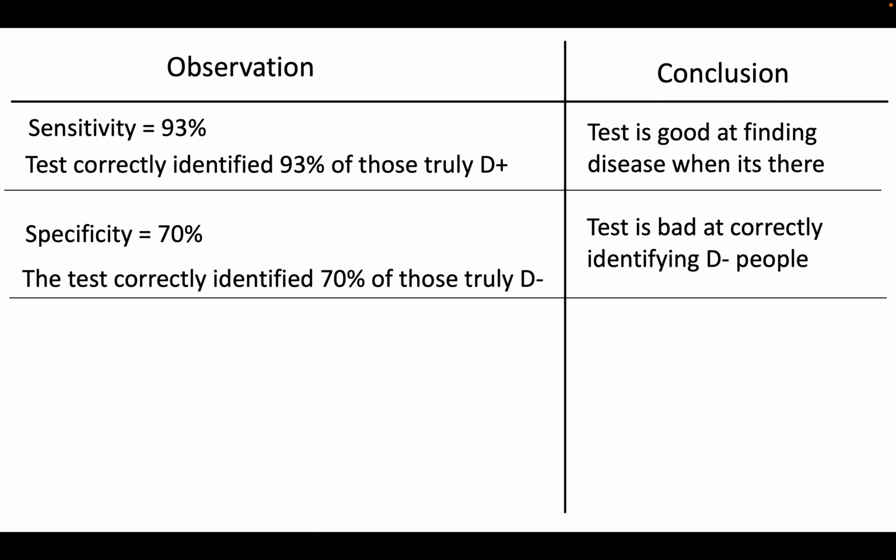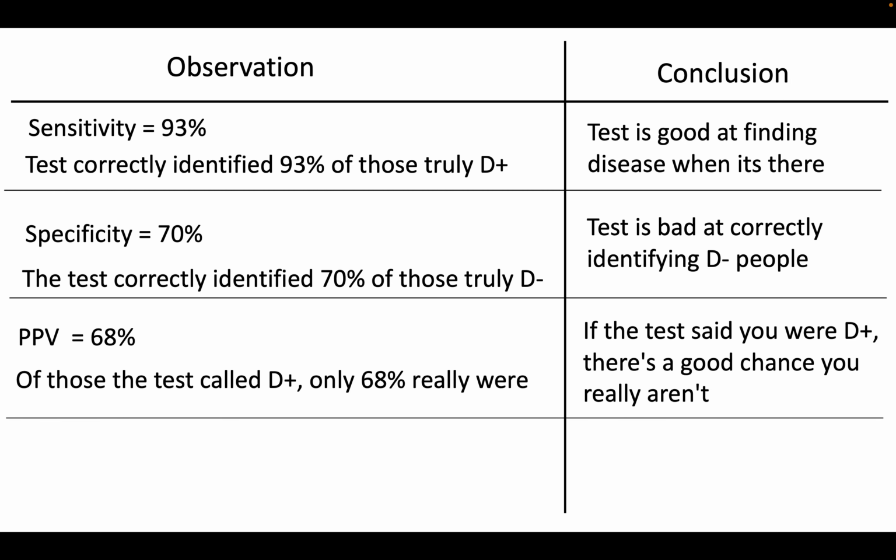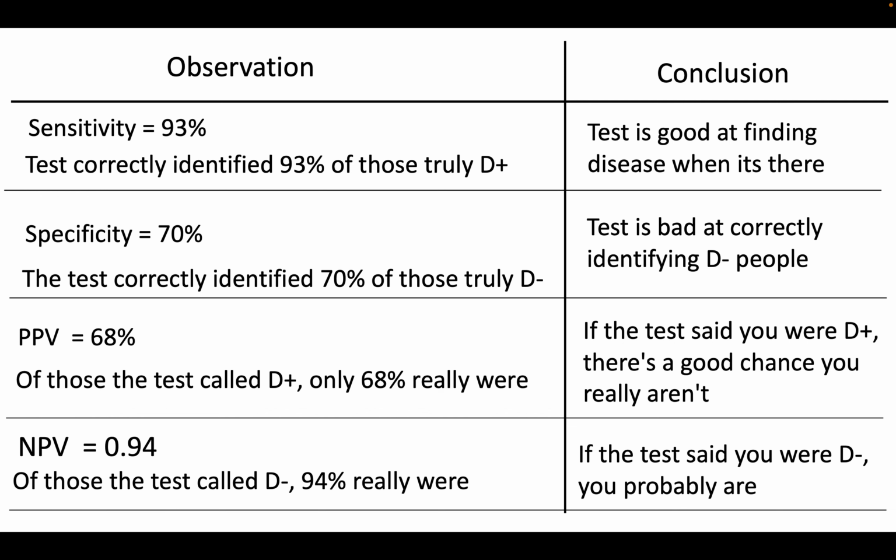Now looking at the predictive values, the positive predictive value was 68%. So of those the test called disease positive, only 68% really were. So if you took this test and the test said you have the disease, you should get a second opinion. There's a good chance you might not have it. But the negative predictive value is 0.94, so 94% of those who we called disease negative really were. So when the test says you're disease negative, you can be pretty confident that you are disease negative.